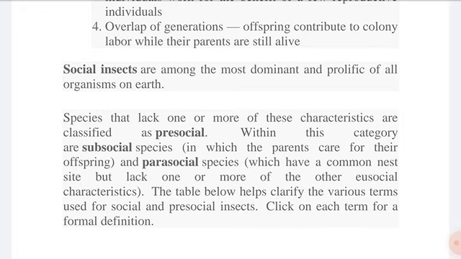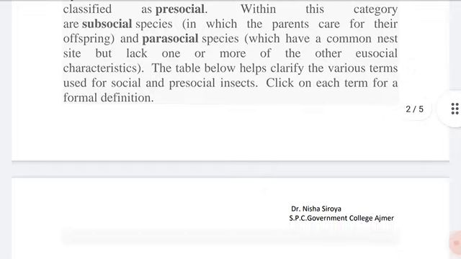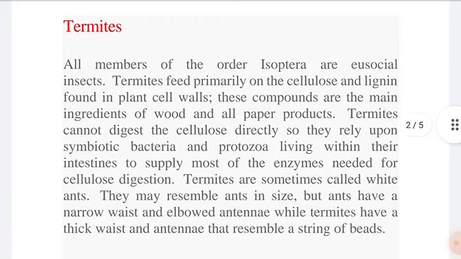Eusocial insects are truly social insects. Within these categories are subsocial species, in which the parents care for their offspring, and parasocial species, which have a common nest site but lack one or more of the other eusocial characters. So, in this way, these four characteristics are mandatory for a eusocial animal.